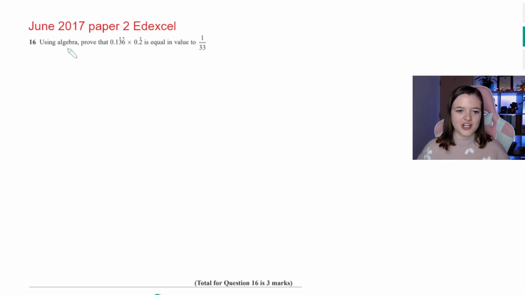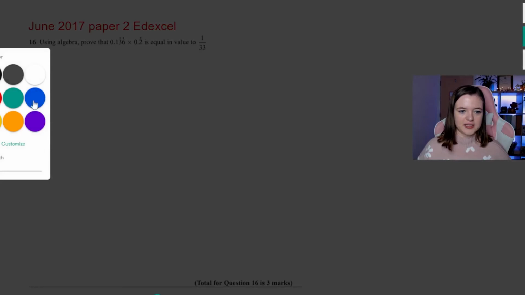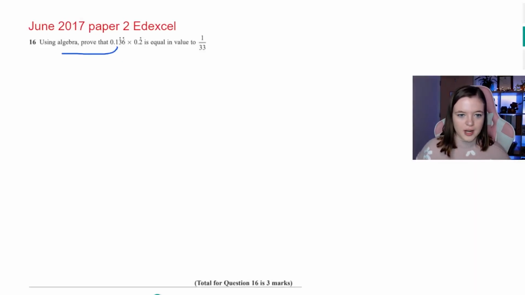Question 16. Using algebra, prove that 0.136 recurring times 0.2 recurring is equal in value to 1 over 33. Okay, so we're going to essentially be doing this twice, aren't we? Because we've got two different recurring decimals. So let's do them in different colours. Let's do the first one in blue. Why not?